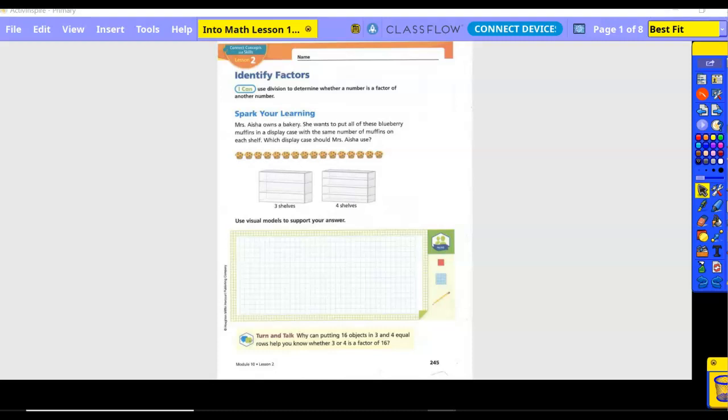Fourth grade math, lesson 10.2, identify factors. So yesterday we did factors and we did our rainbow, right? And then we identified the factors and then decided what could go together, correct? Okay, and we did arrays.